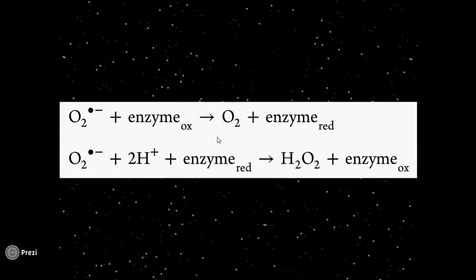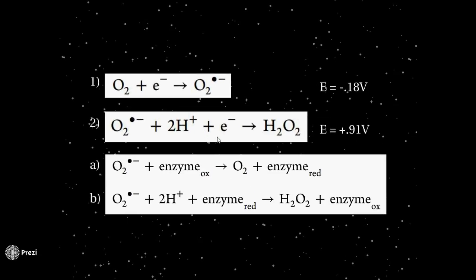Let's notice something interesting here. Since all manganese superoxide dismutase does is move around a couple of electrons, one can calculate the reduction potential of the reaction. Reaction A is merely the opposite of reaction 1, and reaction B is the same thing as reaction 2. Since the first reaction has a reduction potential of -0.18 V, and the second reaction's reduction potential is +0.91 V, it makes sense that the electrons will proceed in this reaction.